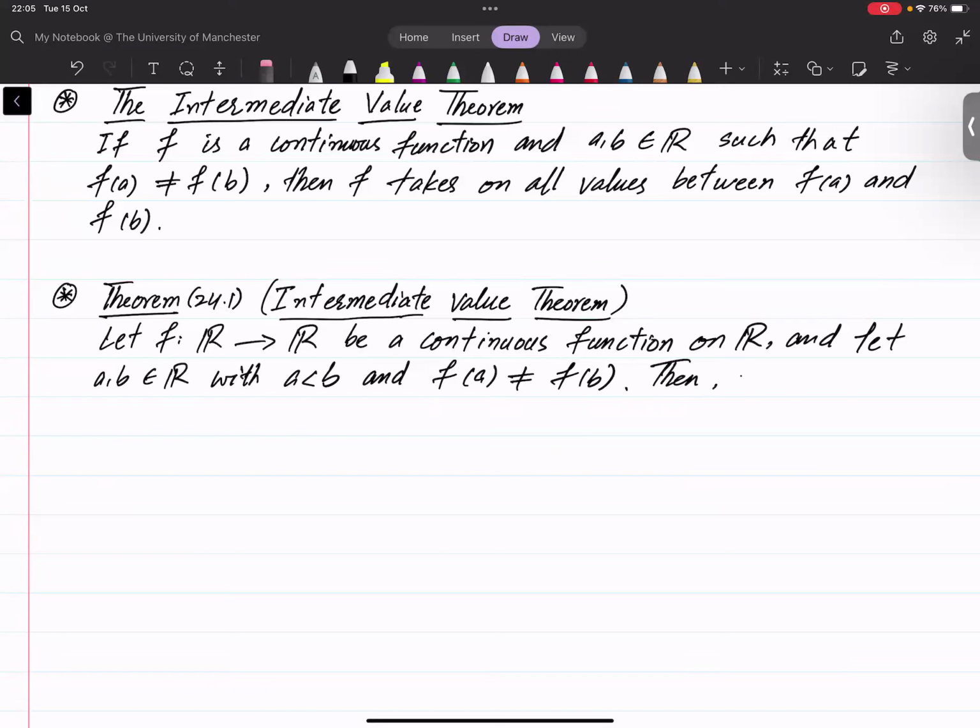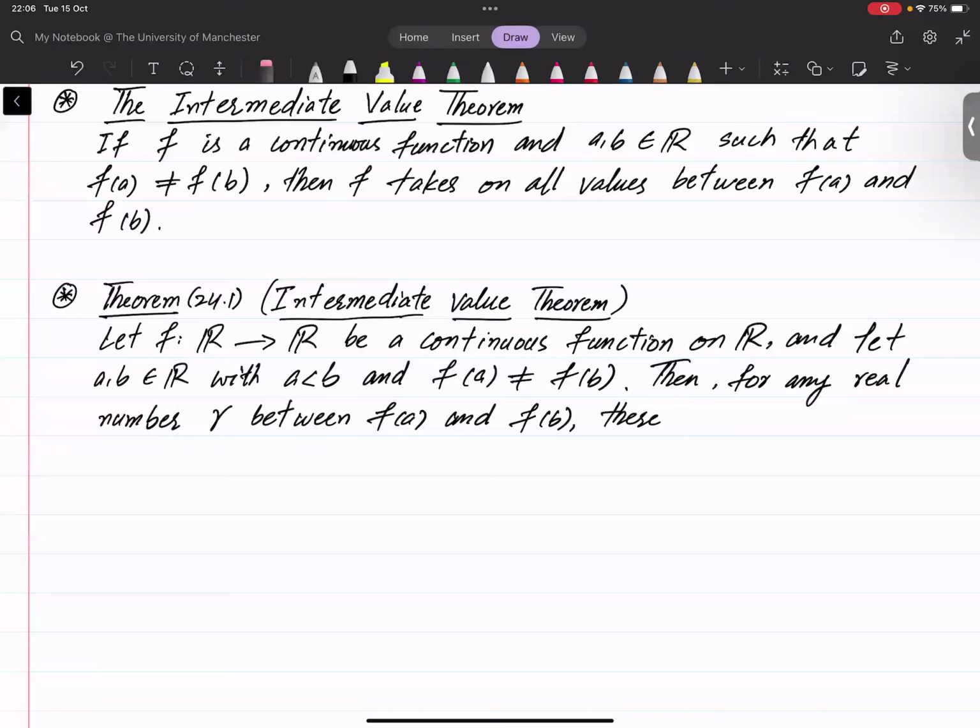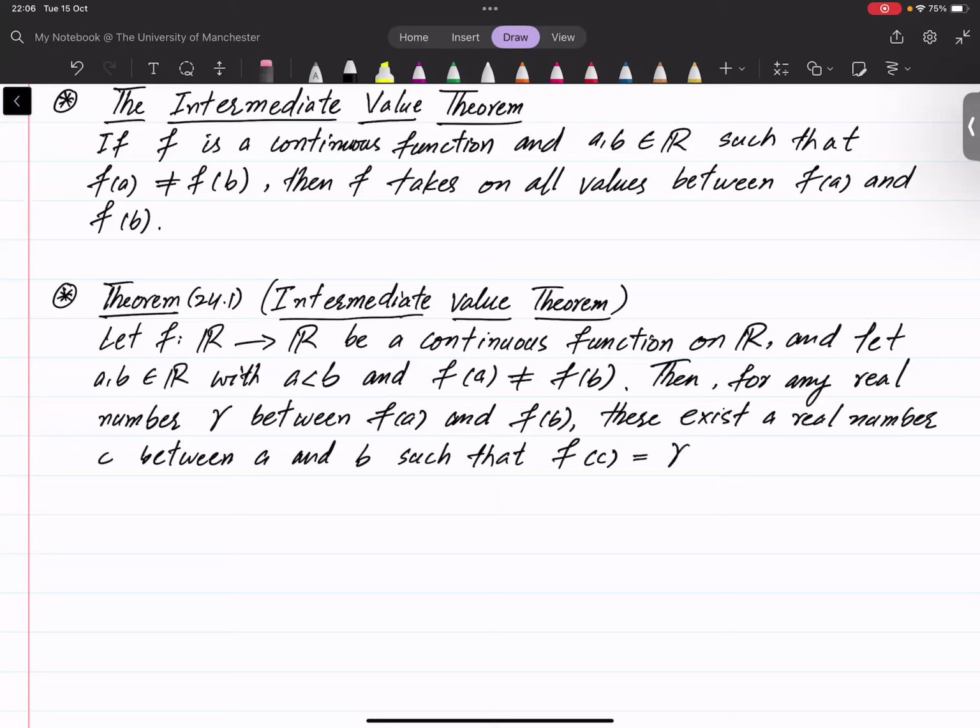Then for any real number gamma between f of a and f of b, there exists a real number c between a and b such that f of c is gamma.